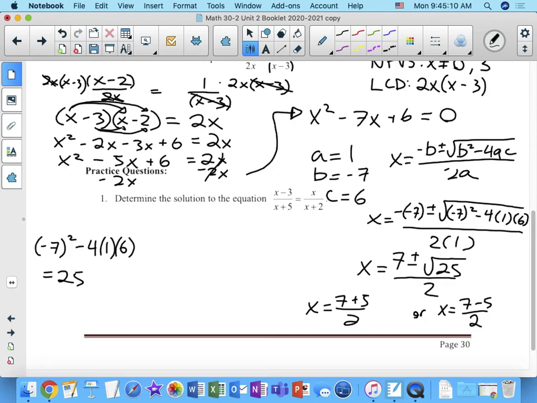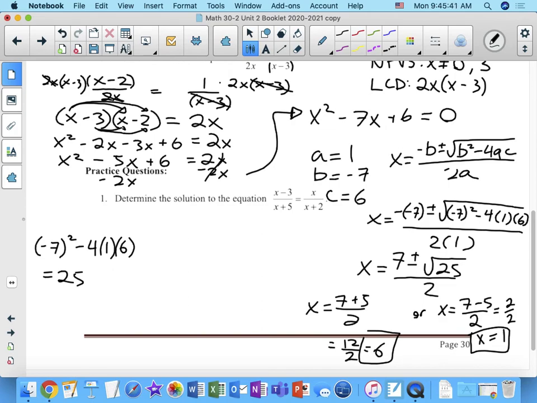Okay, and 7 plus 5 over 2 is 12 over 2, which is 6. Okay, 7 minus 5 is 2. So this is, I'm running out of space here, but 2 over 2, which is 1. So there's your two answers. X equals 6 or x equals 1.